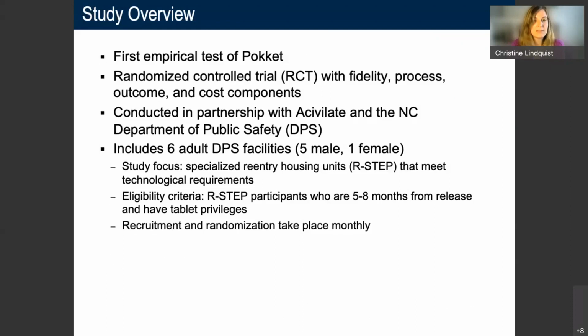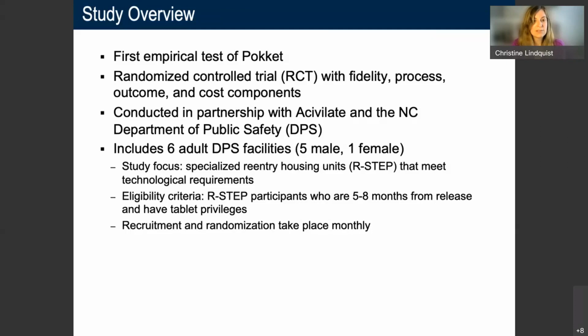We're implementing a randomized controlled trial with fidelity, process, outcome, and cost components. We're doing this in partnership with Assimilate and the North Carolina Department of Public Safety. Our study is taking place in 6 adult DPS facilities, 5 male and 1 female. Specifically, we are focusing on individuals who are participating in specialized reentry units called R-STEP units. That's because these units meet the technological requirements for our study. They are wired for Wi-Fi access, and they allow the use of tablets for programming.